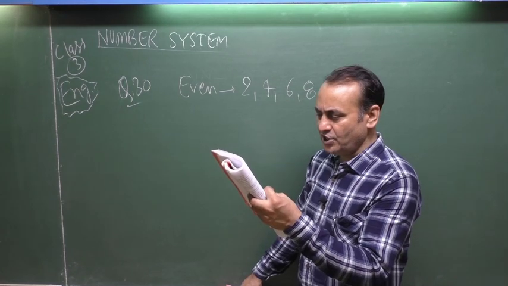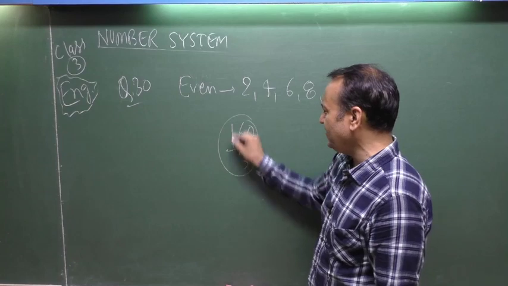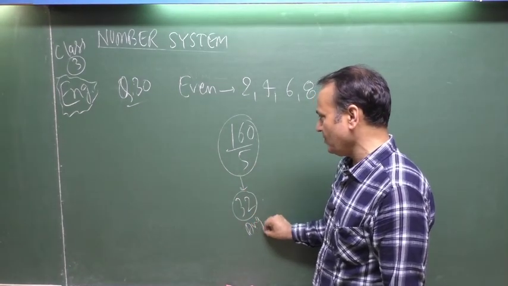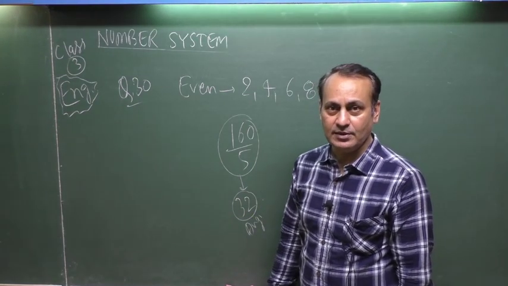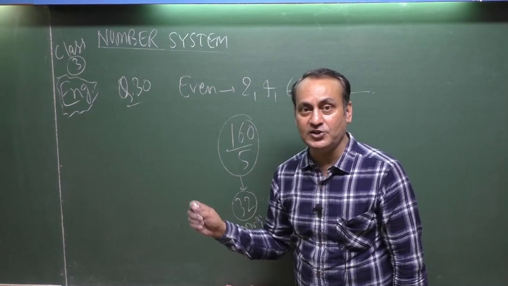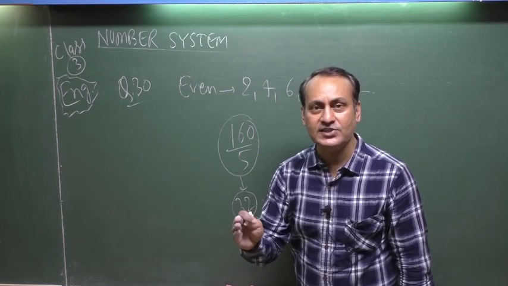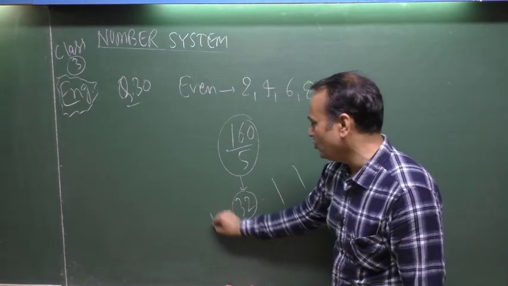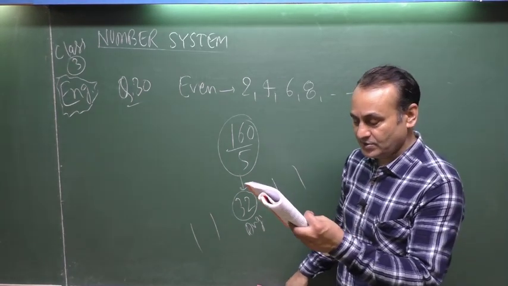The sum of 5 consecutive even numbers is 160. 160 divided by 5 gives you the average, 32. This is the average of 5 consecutive even numbers. That means it is certainly at the middle point, and thus there will be 2 rightward and 2 leftward. These are the 5 consecutive even numbers.